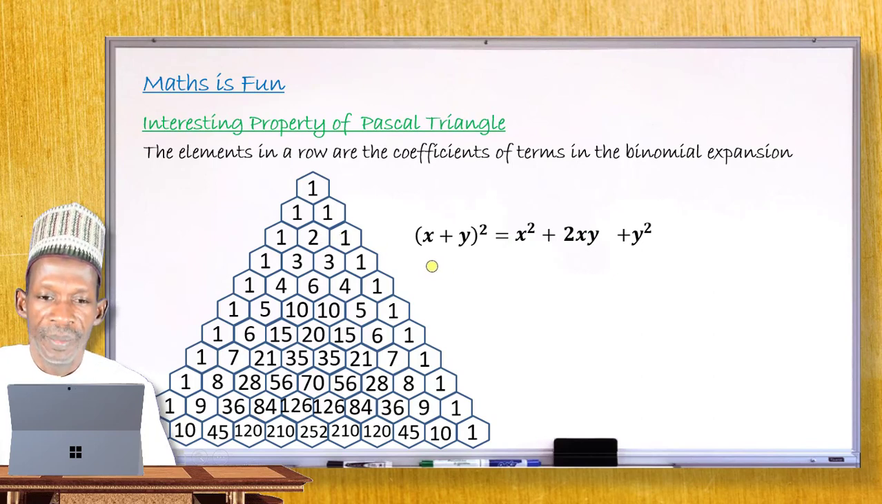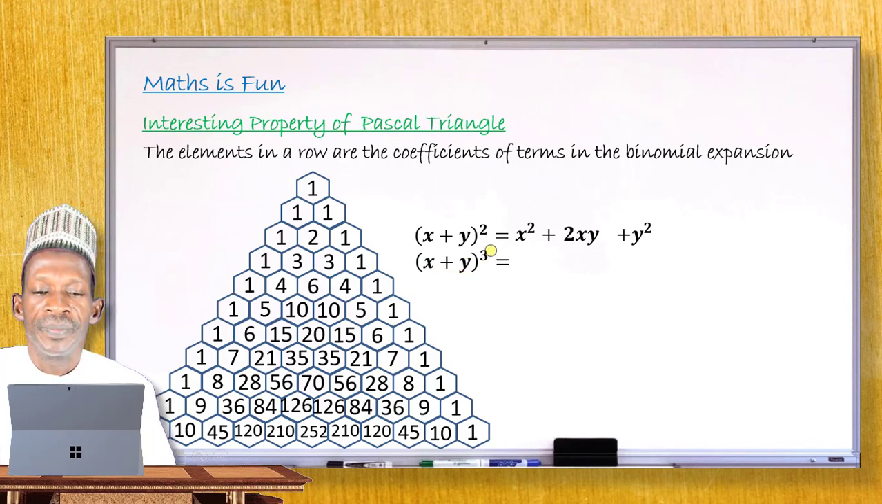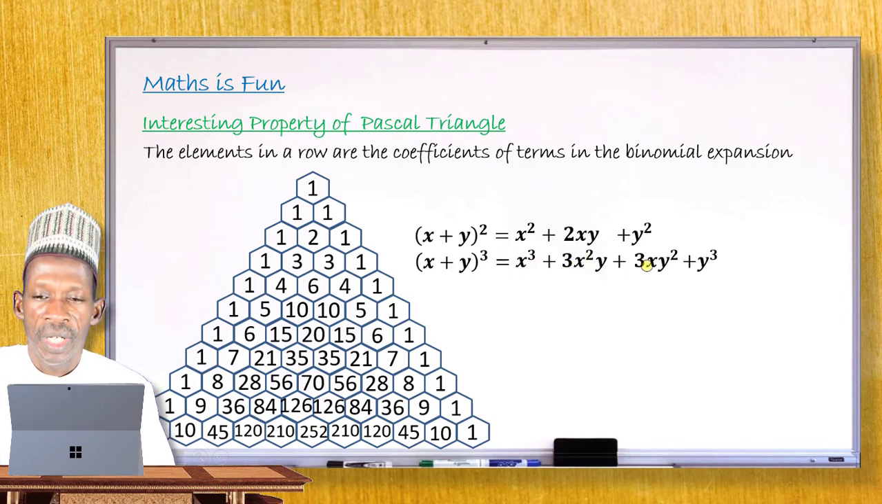Let me take another binomial expansion. Suppose you are asked to expand x plus y raised to the power of 3. If you do it correctly, this is what you're going to have: x cubed plus 3x squared y plus 3xy squared, then plus y cubed.